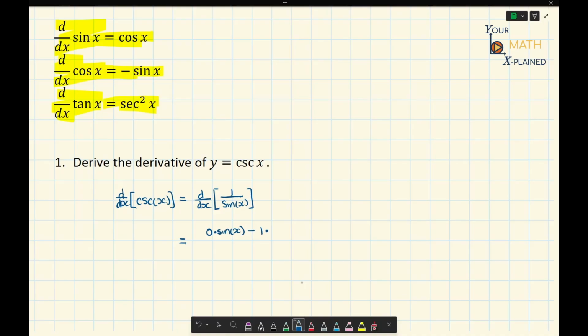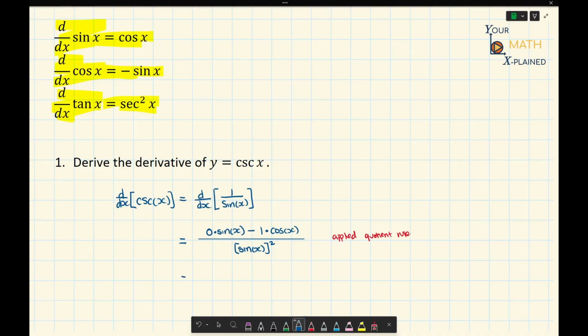But we know that the derivative of sine x is just cos x. So this is 1 times cos x. And then this is going to be over our denominator squared. So that is going to be sine x all squared. So essentially what we have done here is we applied the quotient rule. Okay, so now let's go ahead and simplify this a little bit.